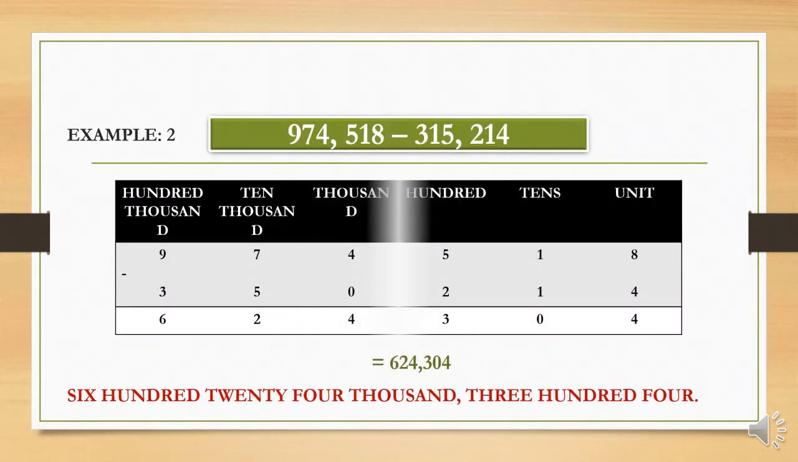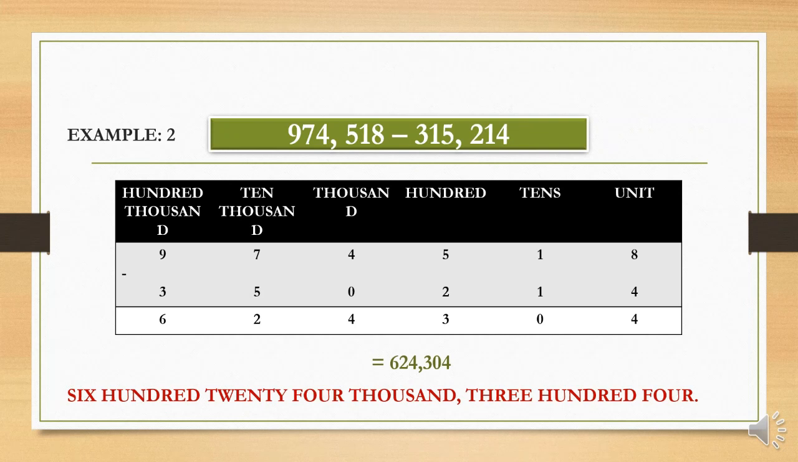Example 2. Find the difference between two numbers. Digit 1 is 974,518. Digit 2 is 513,021. Now we subtract digit 2 from digit 1. Write the values in the place value chart. Subtract unit number from unit and tens number from tens and so on up to 100,000.